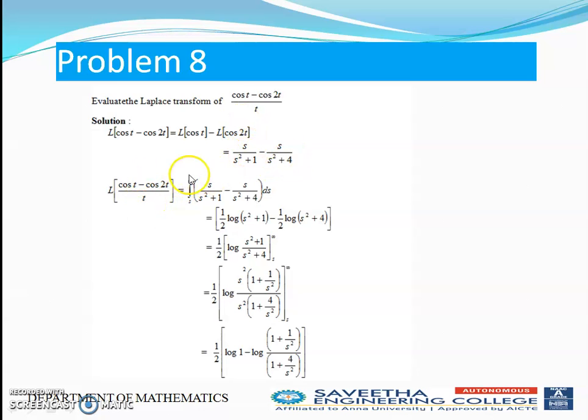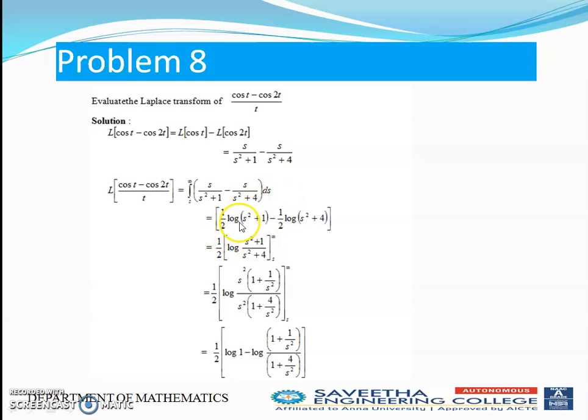So divided by t means we write the integral from s to infinity of L of f of t with respect to s. Then, as already told, for the logarithmic function we use x divided by x squared plus a squared. The formula is 1 by 2 into log of x squared plus a squared. Here a is 1, so 1 by 2 into log of s squared plus 1, plus again the integration of the log form, 1 by 2 into log of s squared plus 4. The formula is the integration of x dx divided by x squared plus a squared is 1 by 2 into log of x squared plus a squared.